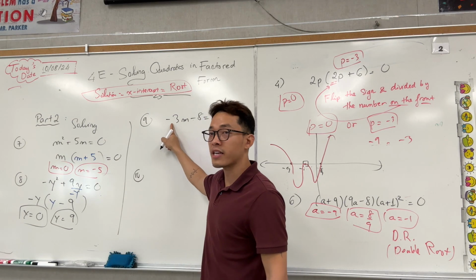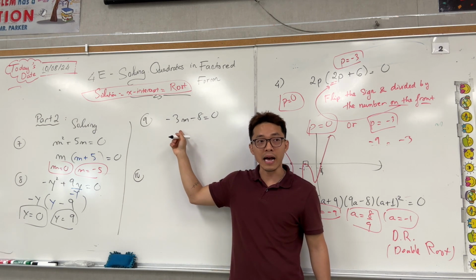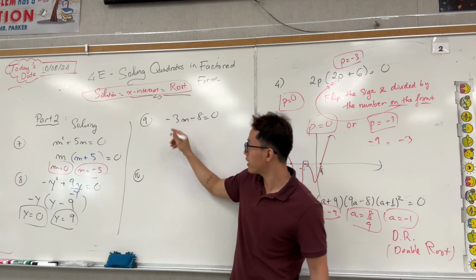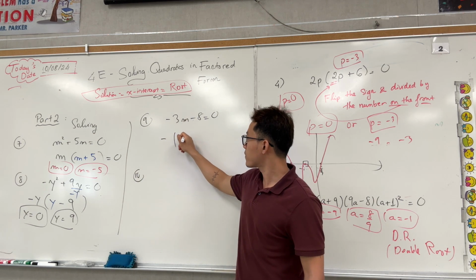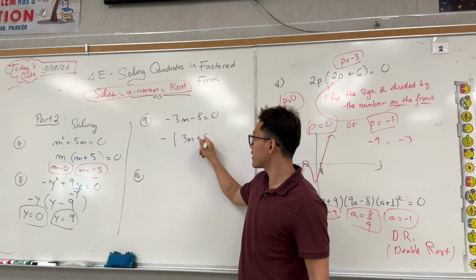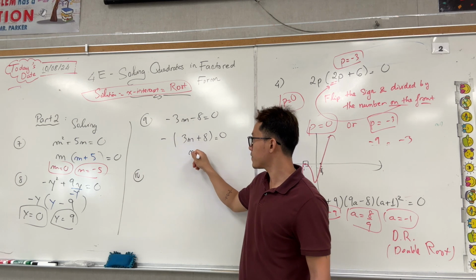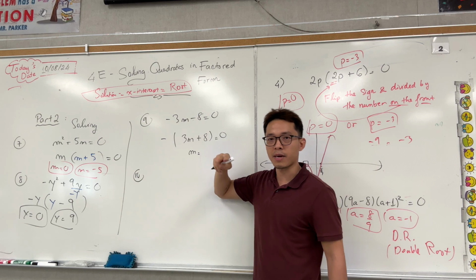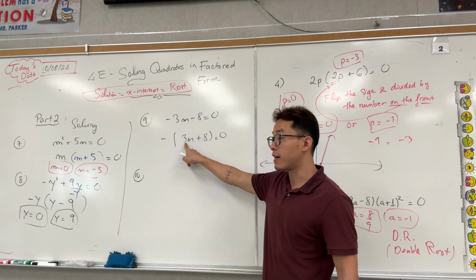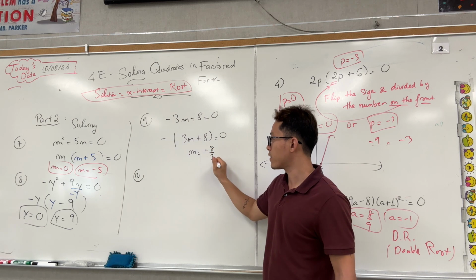Okay, which one is the leading term? Yeah, the one with the highest power. This one is the highest power, okay? So if you see the negative, you need to take out the negative, alright? Now, 3m plus 8. M equal to? You flip this one, right? 8, you flip it, becomes negative 8. But you have the number in front, so negative 8, you need to divide by it. So negative 8 over 3, okay?